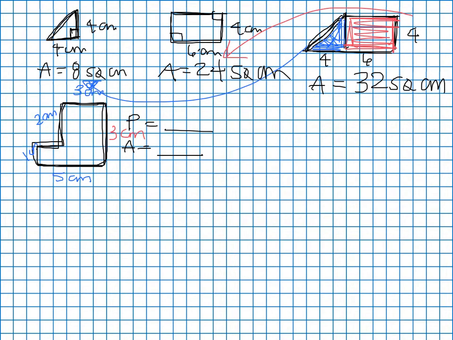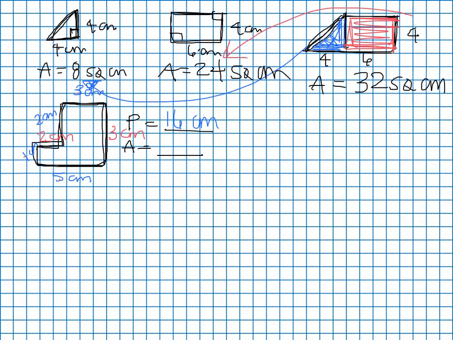Well, how do we figure this out? This entire thing right here is 5 centimeters. This is 3, so this entire length here would have to be 5. So we know that this side right here is going to be 2 centimeters. Now, if we have all our measurements here, let's add them up. 3 plus 3 is 6, plus 5 is 11, 12, 13, 14, 15, 16. So our perimeter is 16 centimeters.